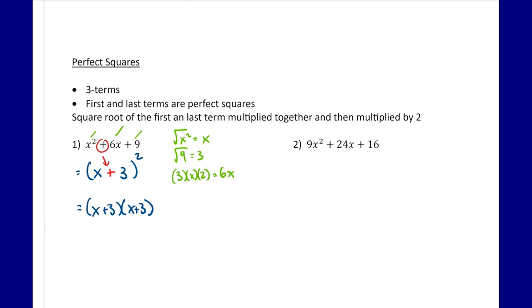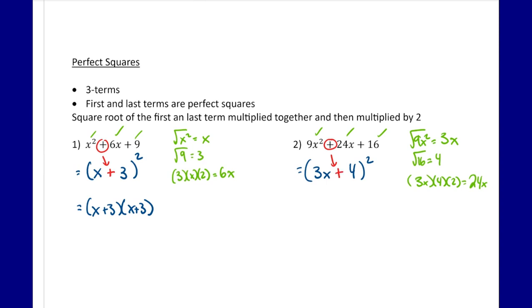Let's look at number 2. Take the square root of the first term, 9x squared. That gives me 3x, so that works. Take the square root of the last term, square root of 16. I get 4. That works. If I do 3x times 4 times 2, I get 24x. That works out to my middle term. So now I can set up my one bracket. It's going to be squared. I'm going to have 3x, I'm going to have 4. The sign in between is going to be addition because it's addition between the first two terms.